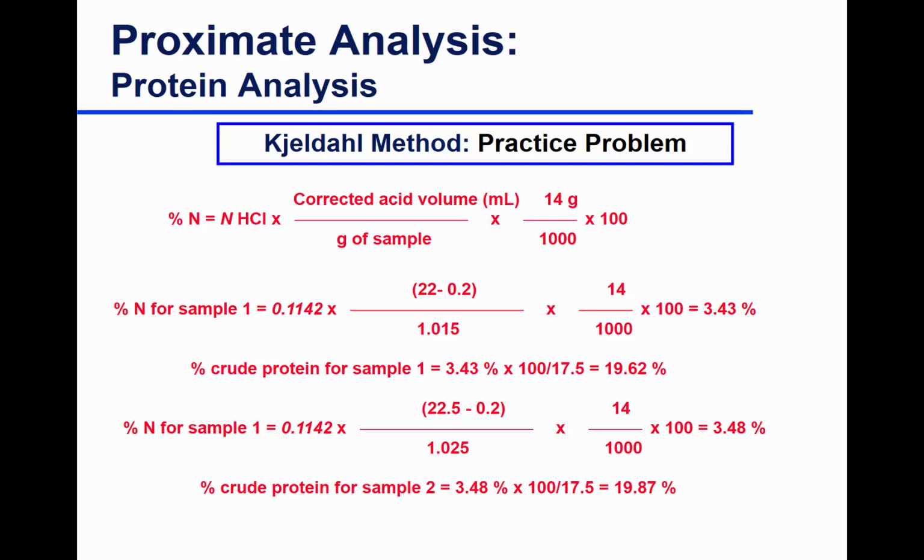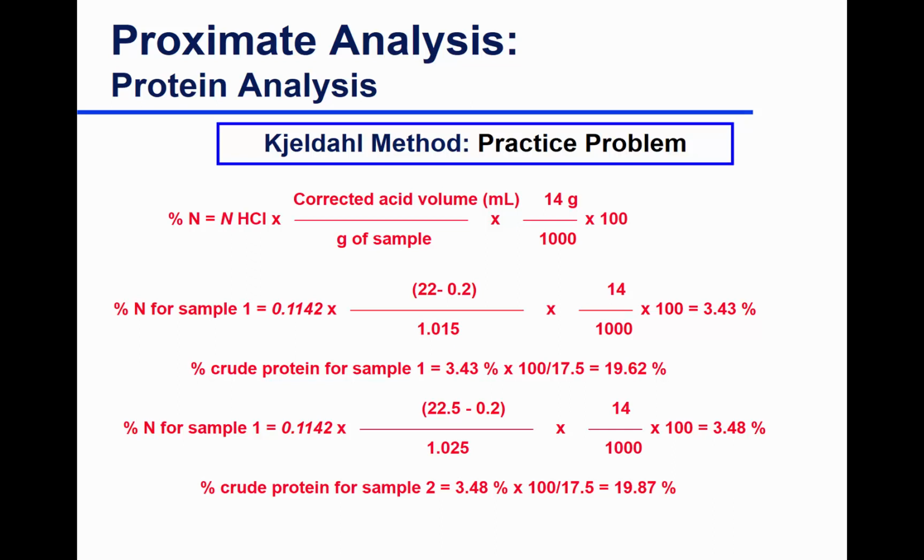So here you have 22 minus 0.2, which is the blank. So 22 milliliter minus 0.2 milliliter. And the normality is 0.1. And the weight of the sample for the first sample, 1.015. So you have everything to determine percent nitrogen.